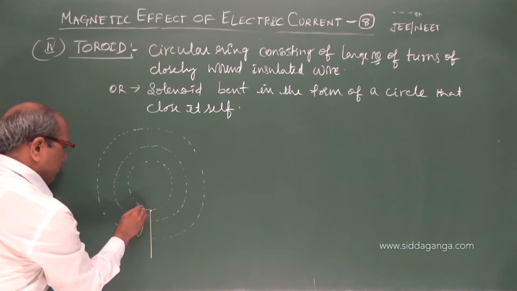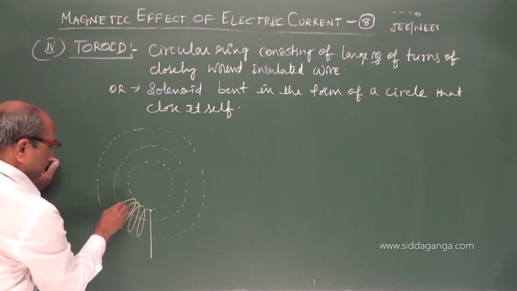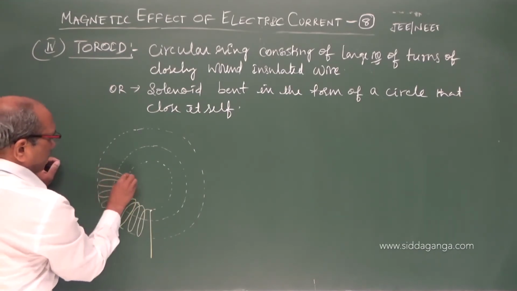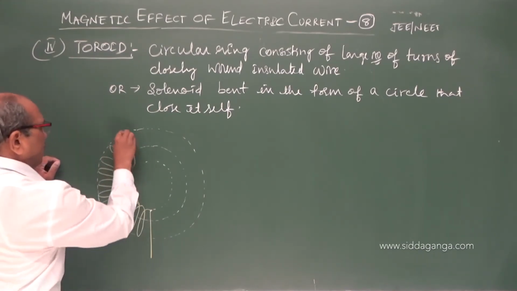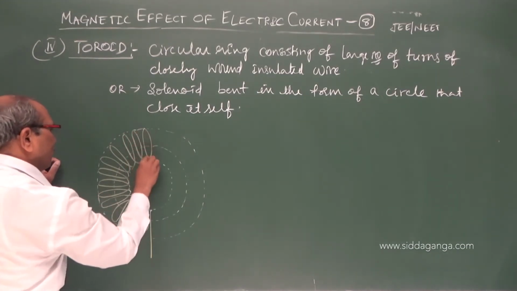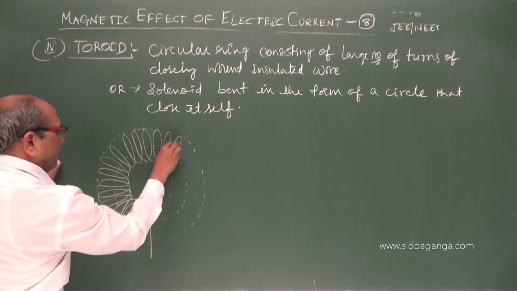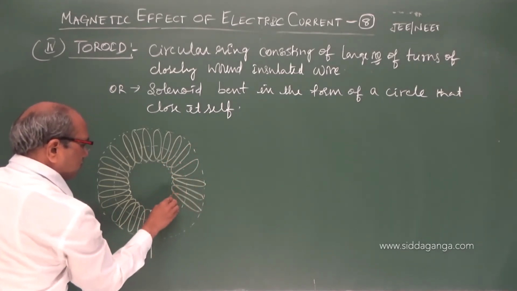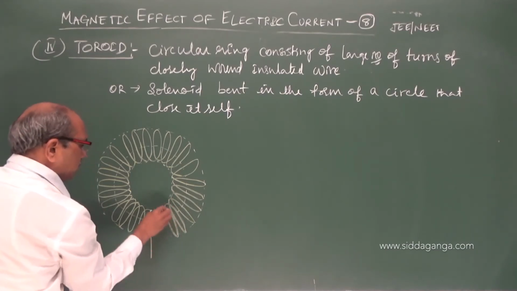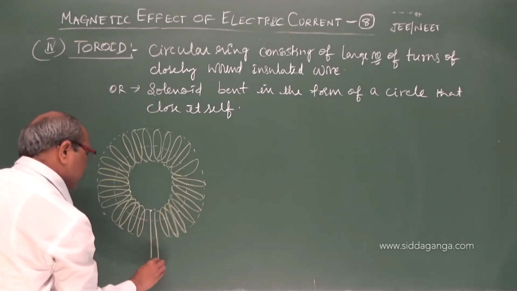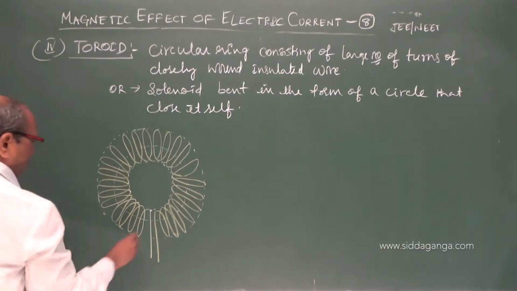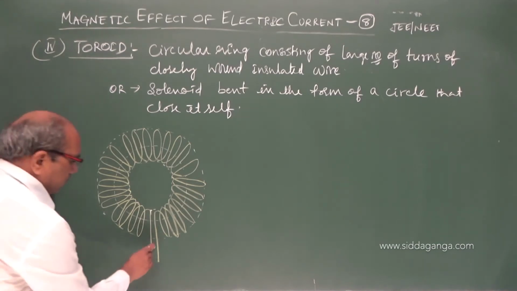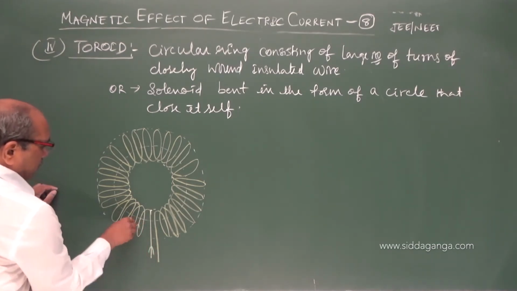So this is a ring carrying the coil. A solenoid is bent to form a closed ring. But there is a lot of change in the distribution of the magnetic field we see in this case. The current once entered at one end may be carrying the current.